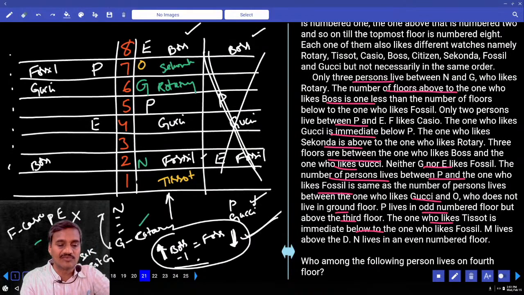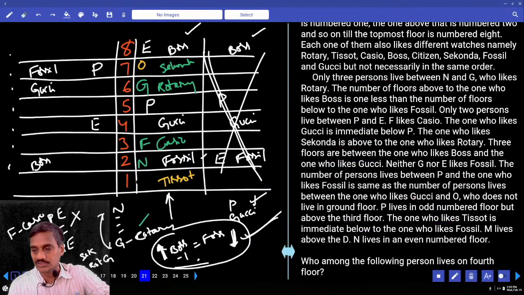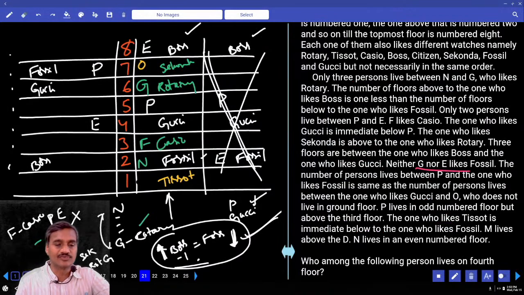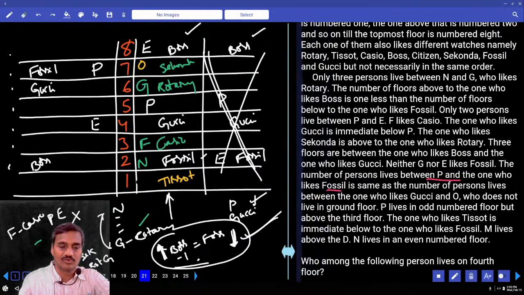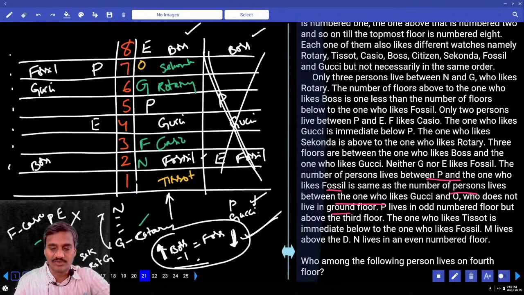And F likes Casio. Now neither G nor E likes Gucci, and neither G nor E likes Fossil. The number of persons between P and the one who likes Fossil is 2, same as between Gucci and O. Between Gucci and O there must be exactly 2. And O does not live on the ground floor.